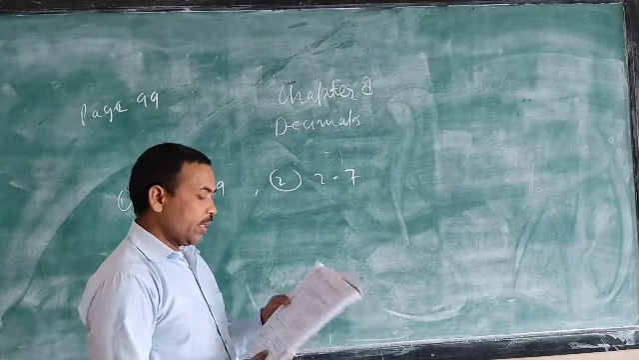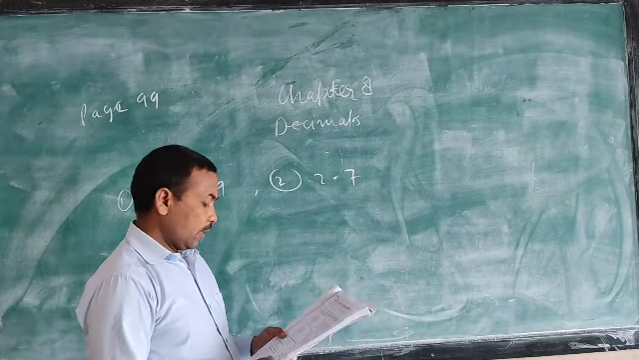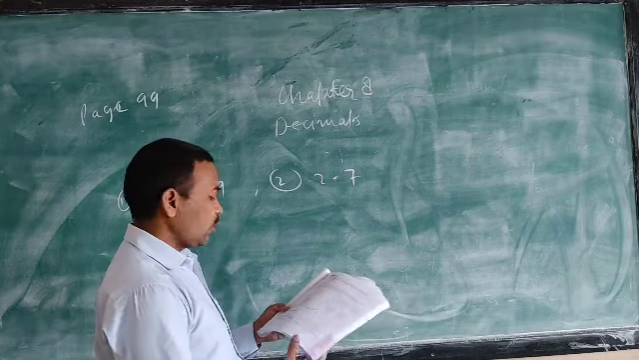And 3 and 4 you can do by yourself. Now here is question number 6, write down how these numbers are made.